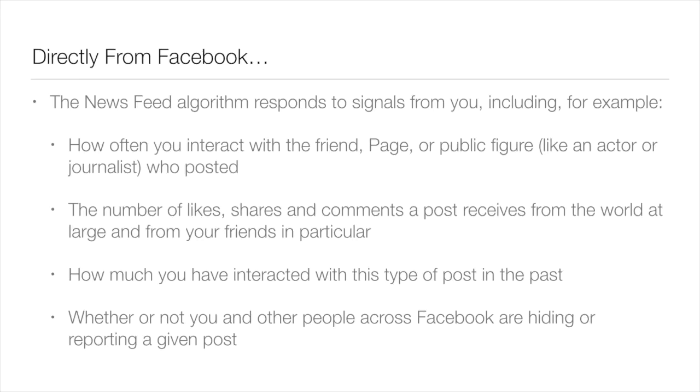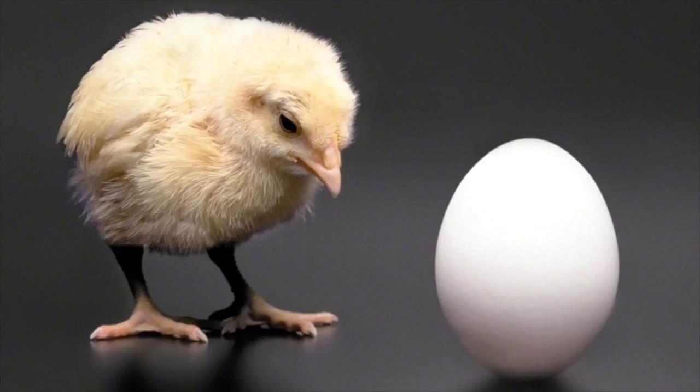And then whether or not you or other people across Facebook are hiding or reporting a given post. So if people are reporting it as offensive or as spam, that gives Facebook a negative signal that then it reacts negatively within the algorithm in terms of spreading that content. So if you've paid attention to any of that, it might seem a little bit like the chicken and the egg argument, right? You see stuff in your Facebook feed that you tend to like, but then again, you only tend to like the stuff that you might see in your Facebook feed. So that is true, and there's no way around that. It's just the way Facebook's algorithm is set up.